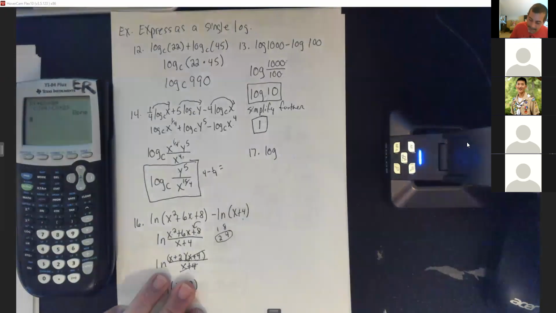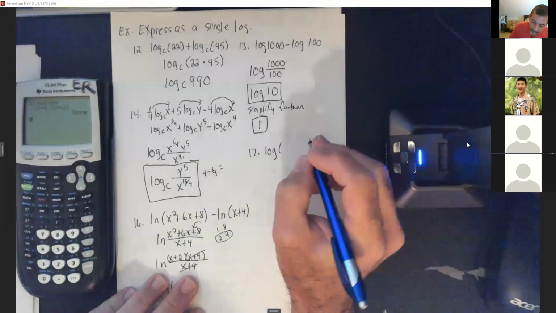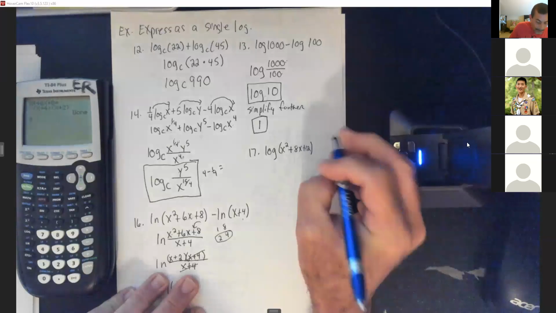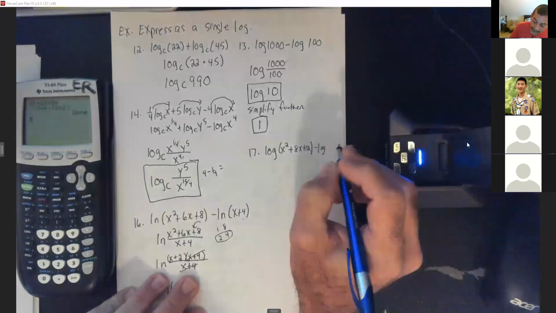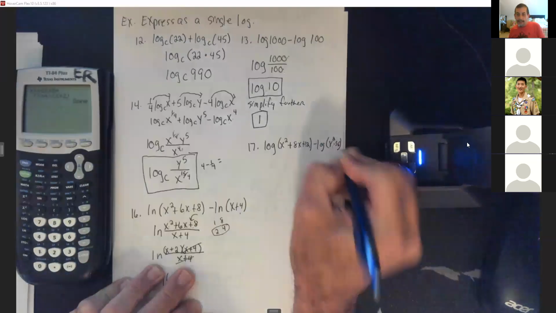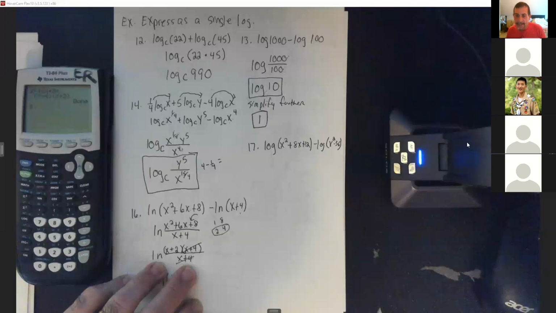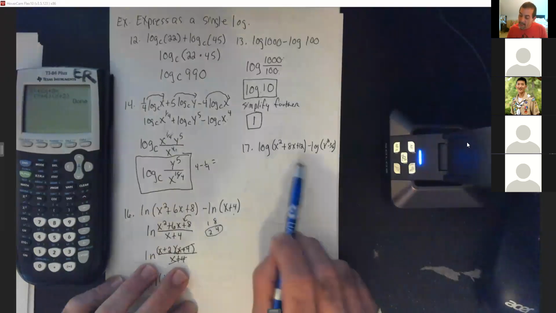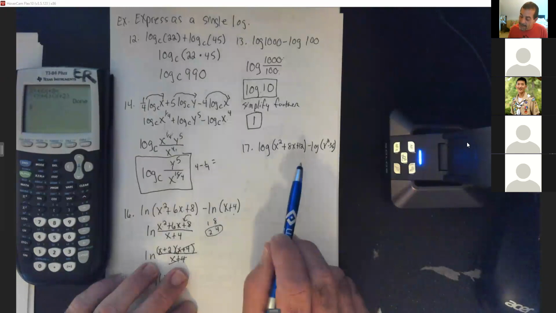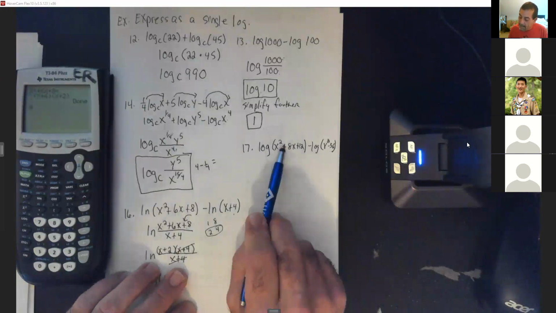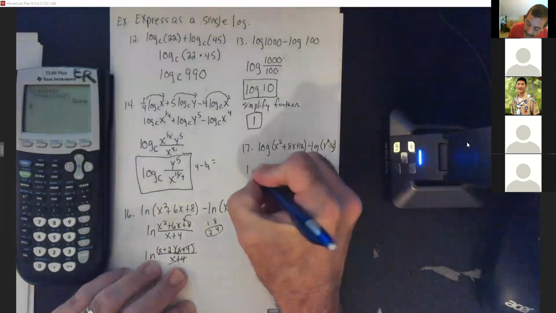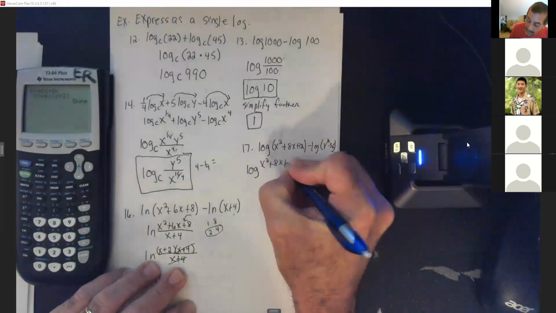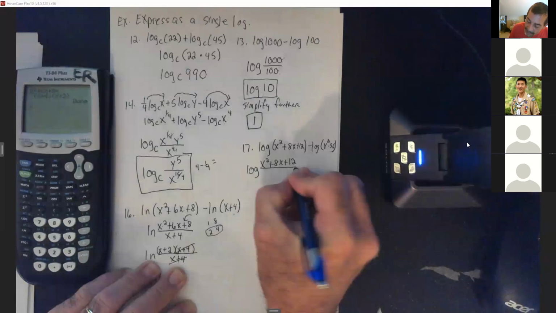All right, and let's see. This one is a log of x squared plus 8x plus 12 minus a log of x squared minus 36. So nothing you can do to that at the moment, so we're going to rewrite it as a single log. Since it's being subtracted, this positive part will be the top, and what's being subtracted will be the bottom. So I've got my log of x squared plus 8x plus 12 over the x squared minus 36.